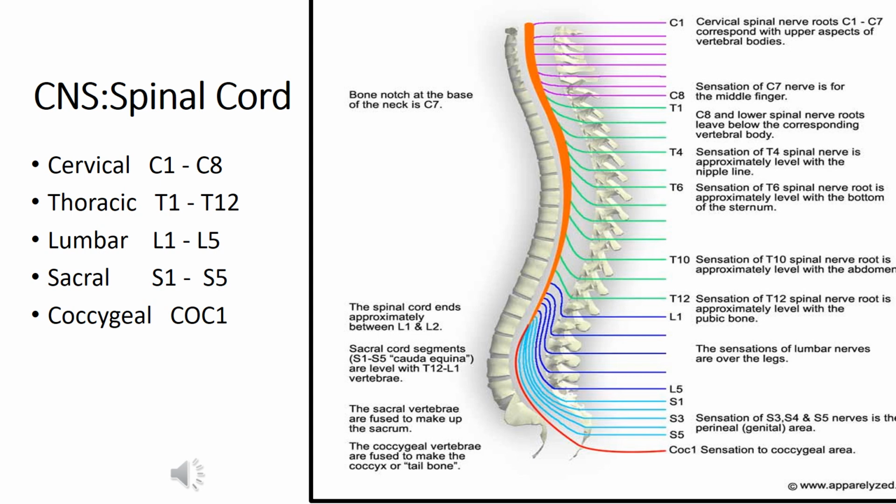The spinal cord is a very important aspect of the central nervous system. It is broken down into the cervical, thoracic, lumbar, sacral, and coccygeal regions. In the diagram, you can see specific nerve roots relating to each region.